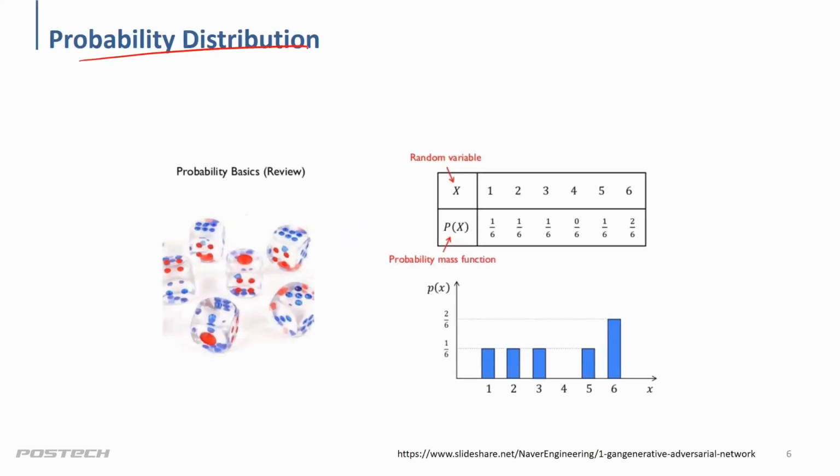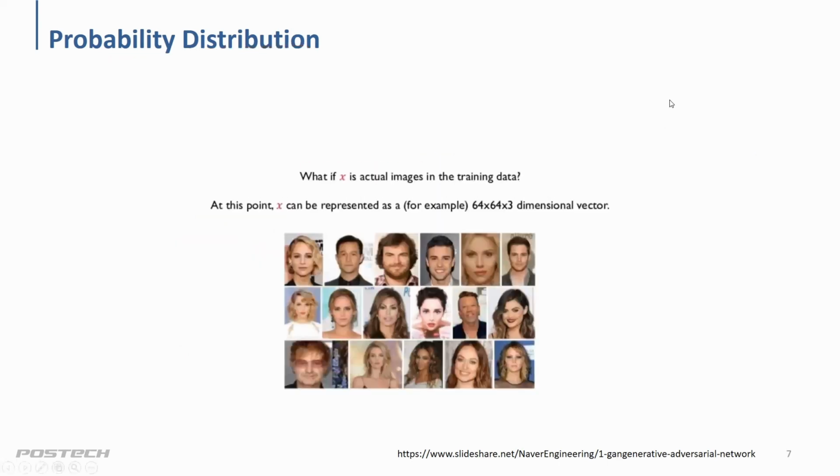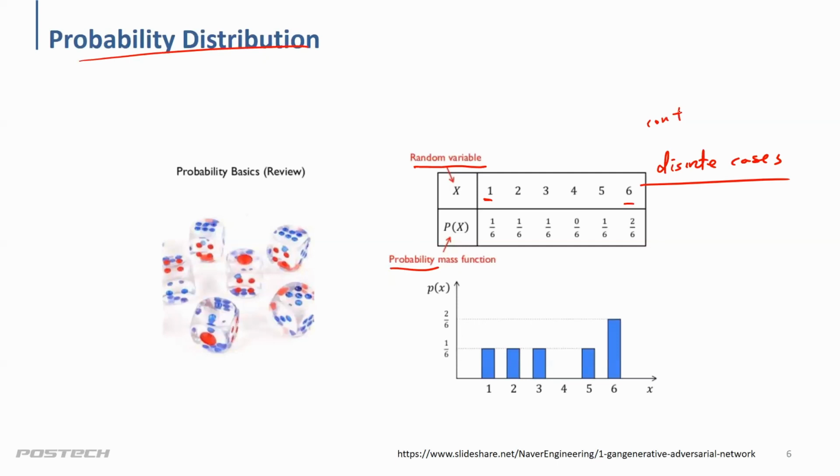Probability distribution, the simplest one, is always the first one you see when you study probability theory. Say we have a die, with random variables and assigned probabilities. Here we have from 1 to 6, six different discrete cases. Or sometimes we can have continuous ones as well.